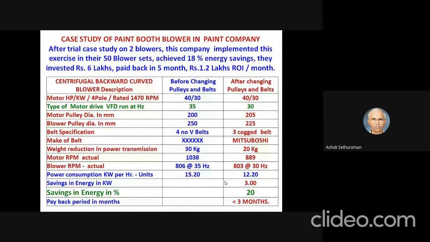Having invested 6 lakh rupees on these 50 blower sets, they achieved 1.2 lakhs per month as a return on investment. Try to find the variable torque loads on the blowers, pumps, and compressors, especially centrifugal compressors. Enormous potential is there for energy savings.